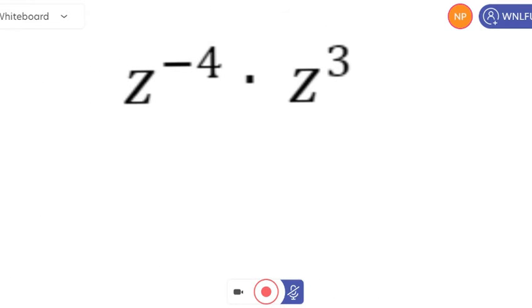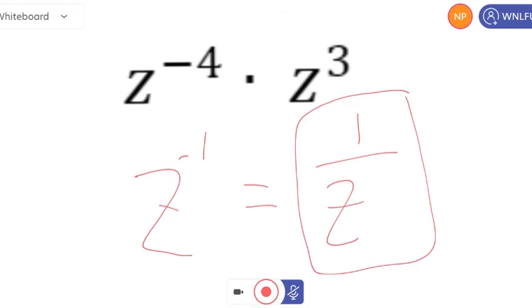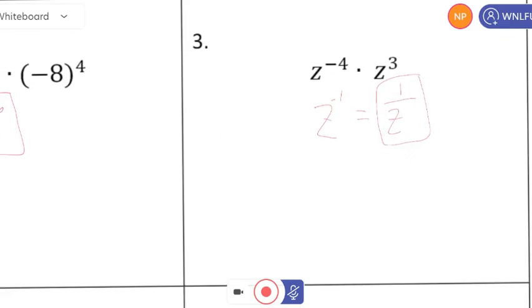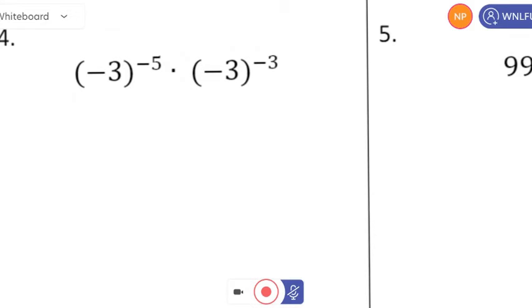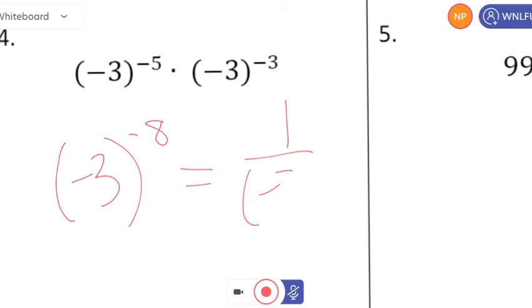Okay, this one. We are going to keep the base the same, which is z. And we are going to add -4 plus 3, which is -1. Now, that needs to go into the denominator, so 1 over z to the first, or just z. Number 4, we keep the base the same, which is -3. We add the exponents. -5 plus -3 is -8. We cannot have a negative exponent, so move it into the denominator. So 1 over -3 to the positive 8 power.